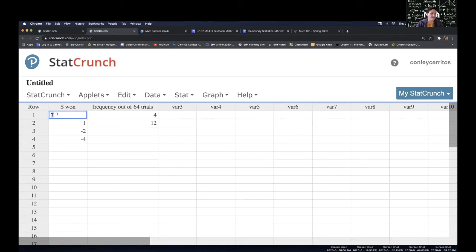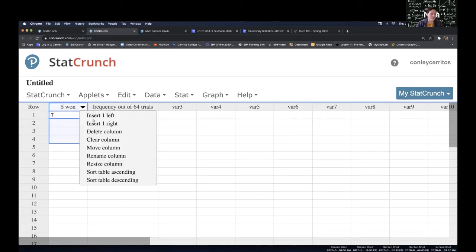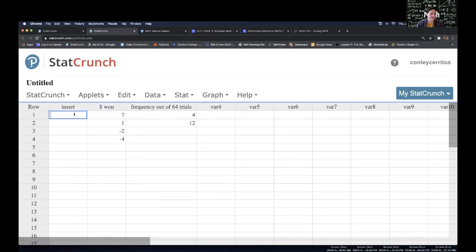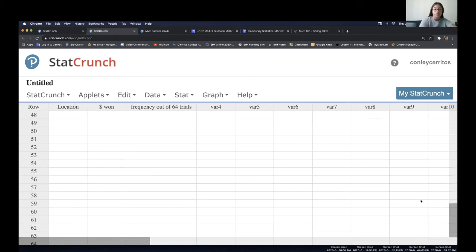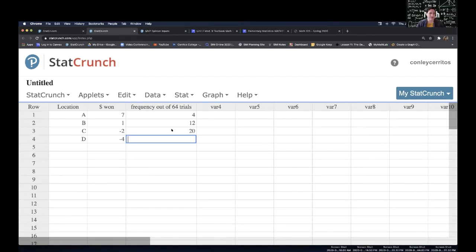You know what I want to do? What can I do? I never did this before, but just so that we all know what we're looking at, this is A, B, C, D, okay? And then you said 20? And then location D? 28. 28? Yeah. Whoa, my StatCrunch just went a little nuts on me. There you go.